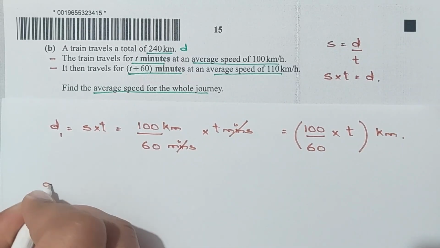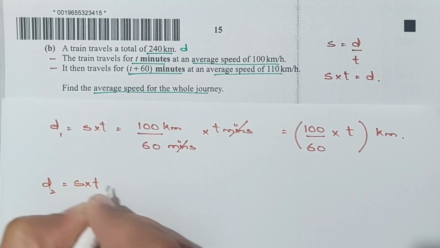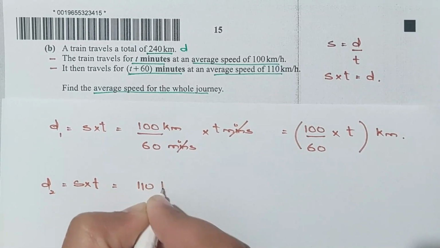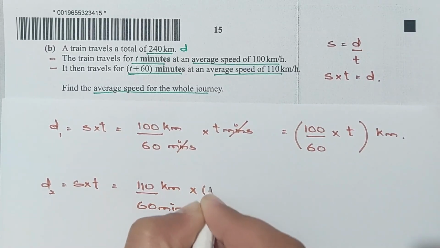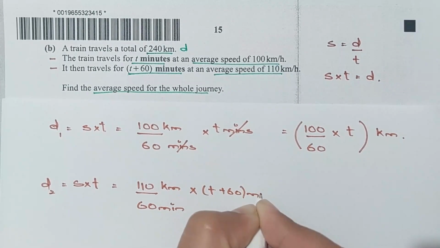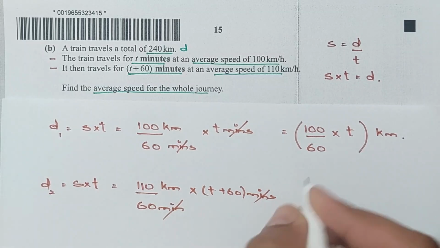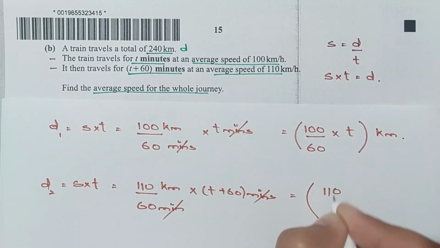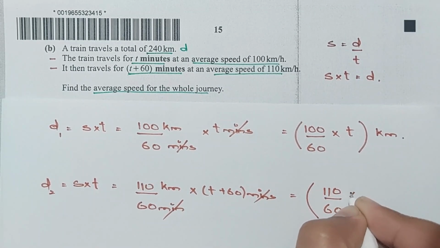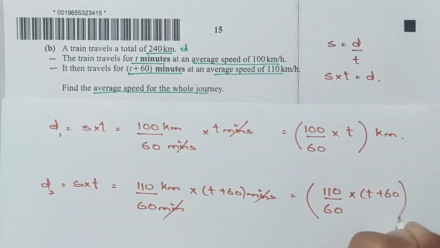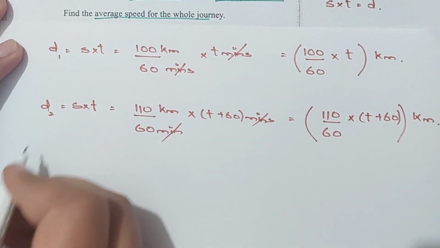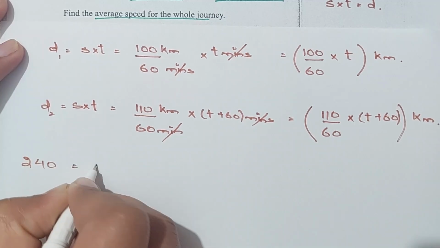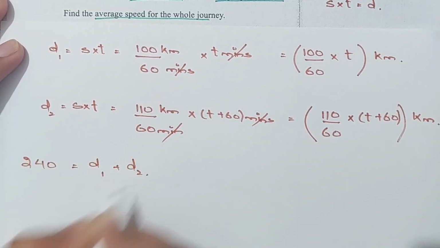Now the second distance is again speed times time. The speed is 110 kilometers per hour, so dividing by 60 minutes, times t plus 60 minutes. The minutes cancel out with minutes, so we are left with 110 over 60 times t plus 60, in kilometers. Okay, these are the two distances. Let me add them up. The total distance is 240, right? So 240 is the sum of distance 1 and distance 2.